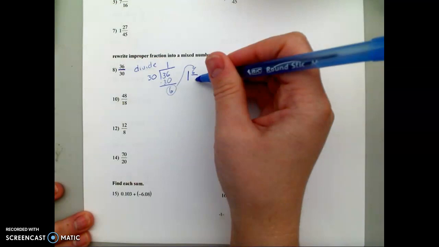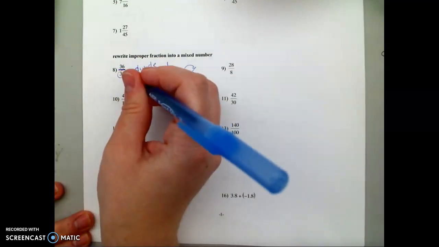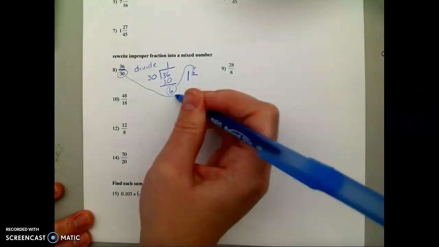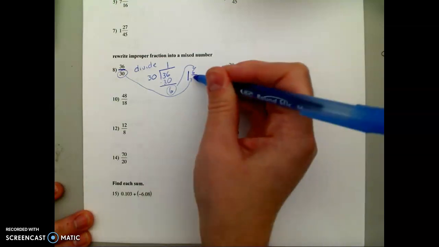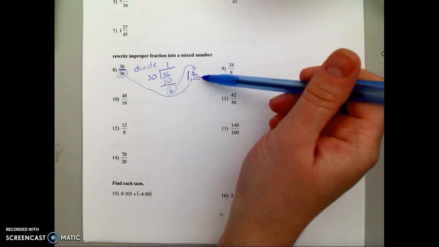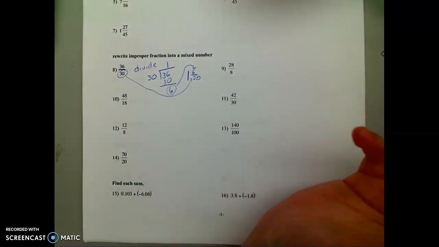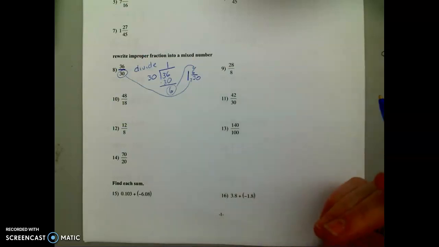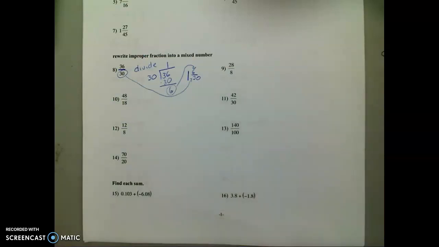The denominator is what the denominator used to be. We didn't change it at all. So this is 1 6/30. There, we are now a mixed number. Excellent. Try these on your own and come back on number 15 together.